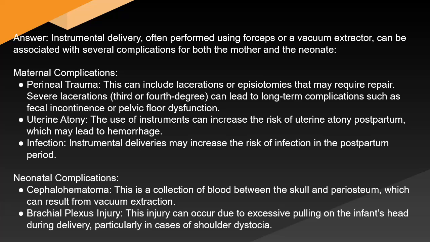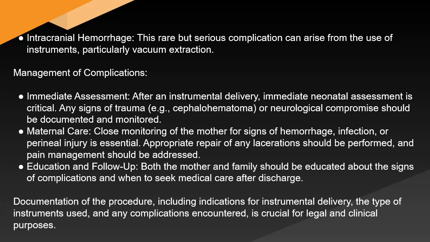Neonatal complications. Cephalohematoma. This is a collection of blood between the skull and periosteum, which can result from vacuum extraction. Brachial plexus injury. This injury can occur due to excessive pulling on the infant's head during delivery, particularly in cases of shoulder dystocia. Intracranial hemorrhage. This rare but serious complication can arise from the use of instruments, particularly vacuum extraction.